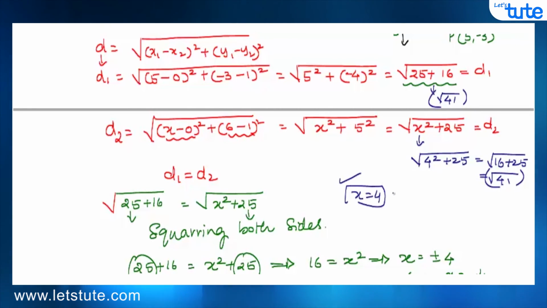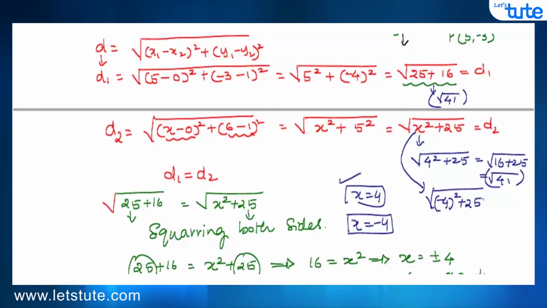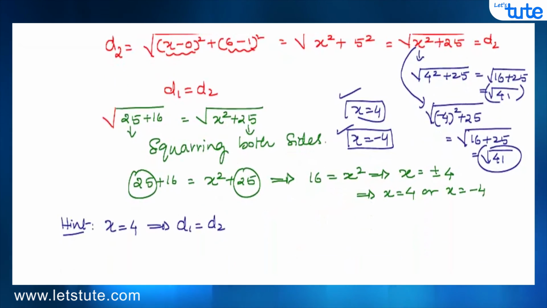Okay. Similarly, if we check for x equals negative 4, what will happen? In this case, we have to put the value of x as -4. So let us check here. So this will be -4 squared plus 25. So we will get 16 plus 25, and this will be square root of 41. So even this is giving us the same value. So even this value is correct. So from this we understood how to check the two answers we got. So this condition will help us to figure out if our answers are correct or not.